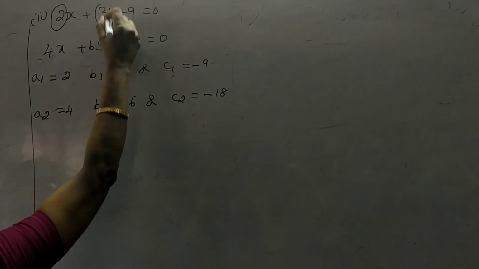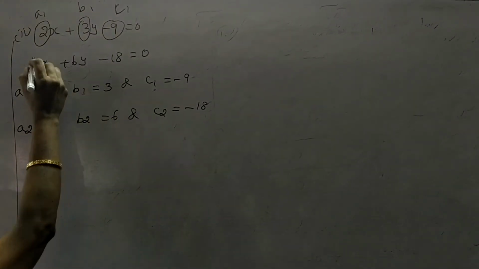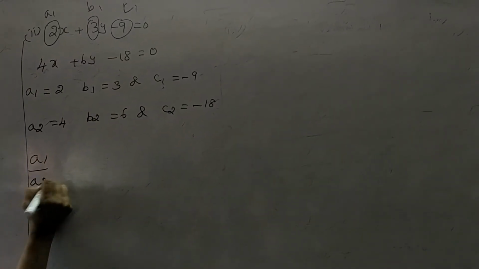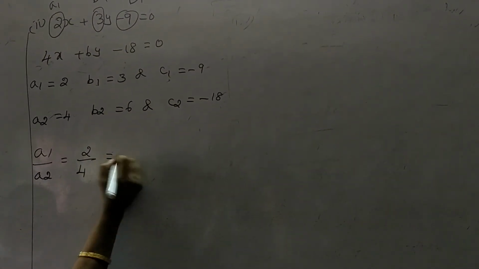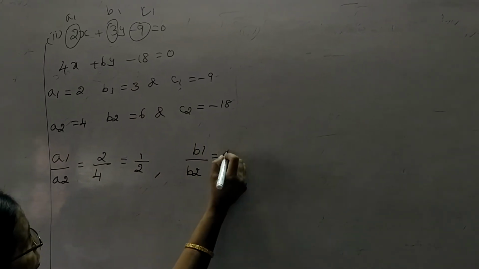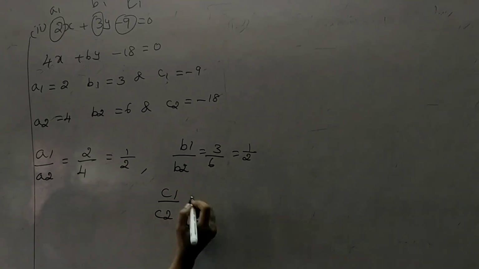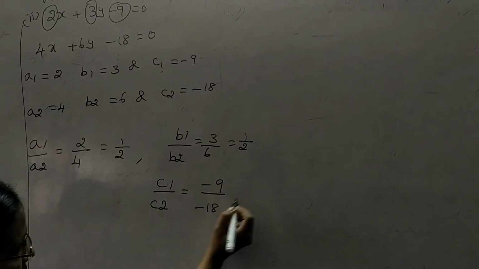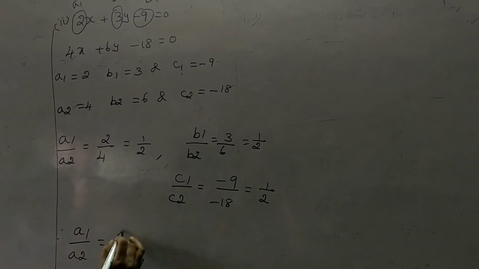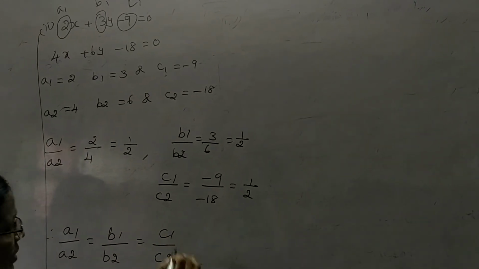You understood what are this A1, B1 and C1. And this is A2, B2 and C2. So as before, we have to find out the ratios. So I find 2 upon 4, which is 1 upon 2. B1 upon B2, 3 upon 6, 1 upon 2. Also C1 upon C2, which is 9 upon minus 18 equal to 1 upon 2. Here we find all the three ratios equal, A1 upon A2 is equal to B1 upon B2, which is equal to C1 upon C2.